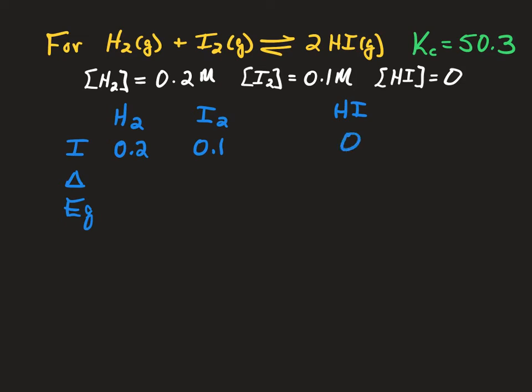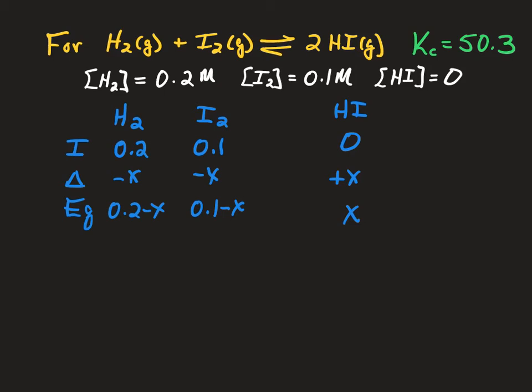Since we know we have to make some of this to reach equilibrium, since they react 1 to 1, we're going to use up X moles of each. And so we would have 0.2 minus X and 0.1 minus X as our expression of the equilibrium concentrations of hydrogen and iodine. Now we will put those into our equilibrium constant expression, right?